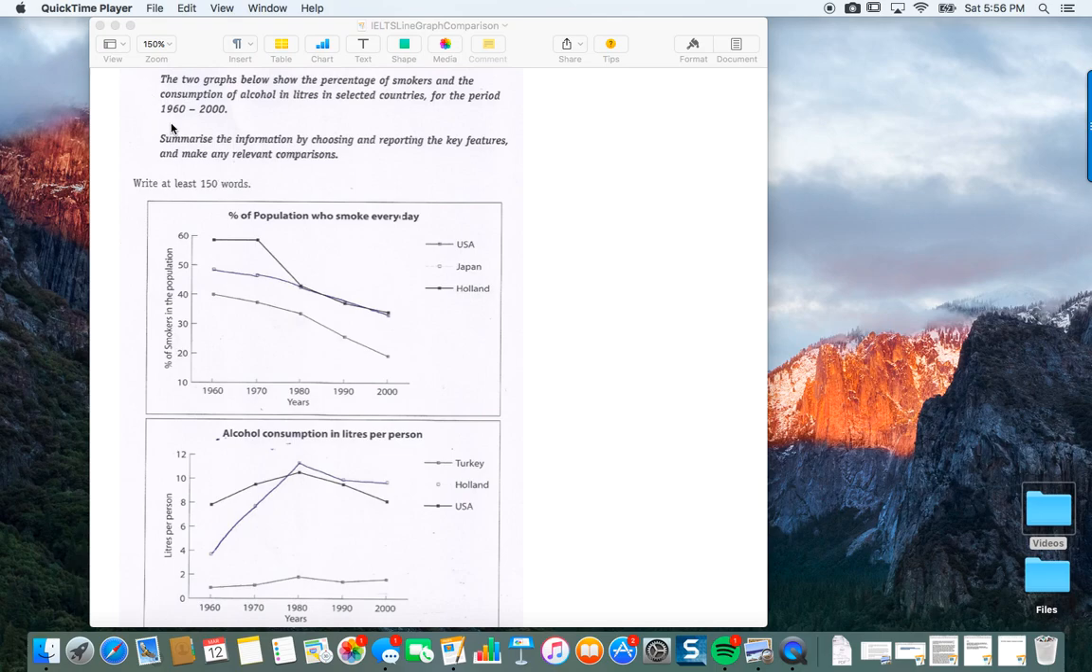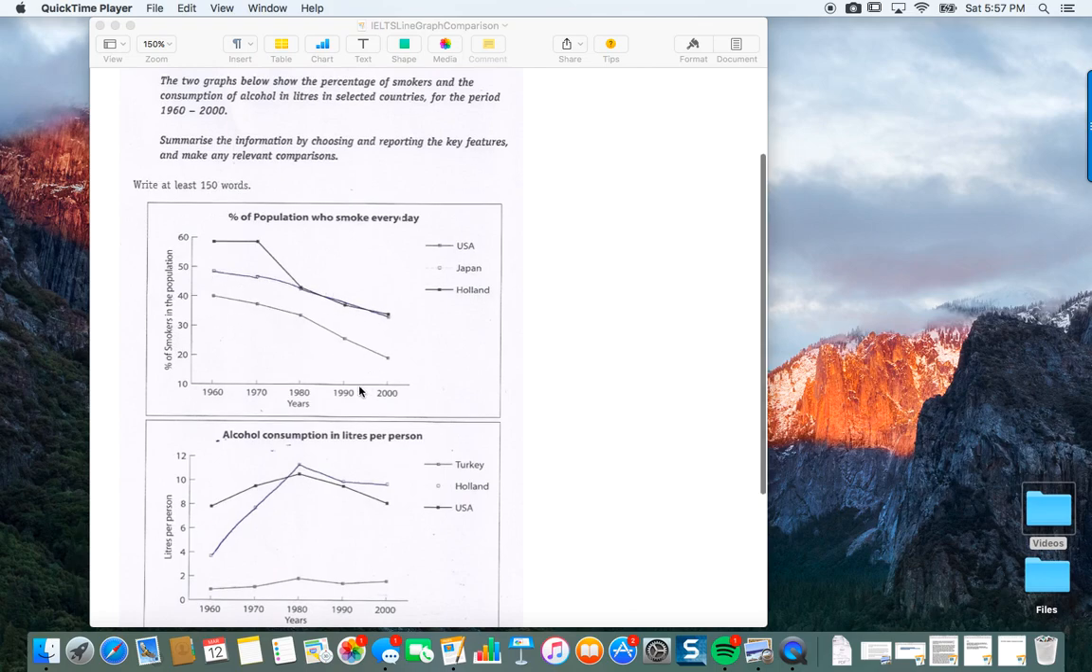All right, so we've got two line graphs, and it says here, the two graphs below show the percentage of smokers, that's this one here, people who smoke every day, and the consumption of alcohol, that's down here, in selected countries for the period 1960 to 2000. So first of all, you've got those three countries, the USA, Japan, Holland. So here we've got Holland, and down here, the USA, so that's this one here. Japan is the lowest one there.